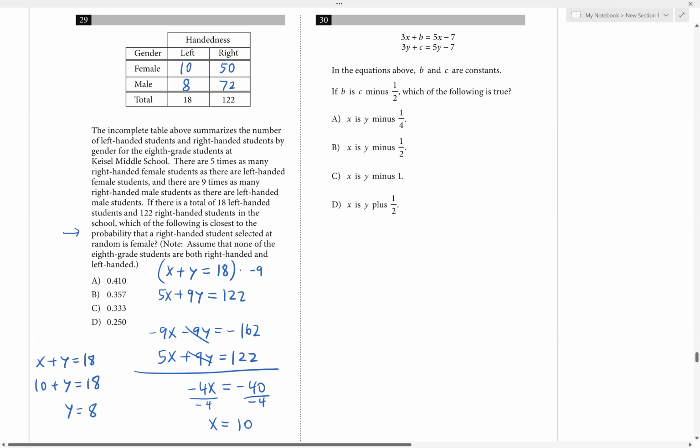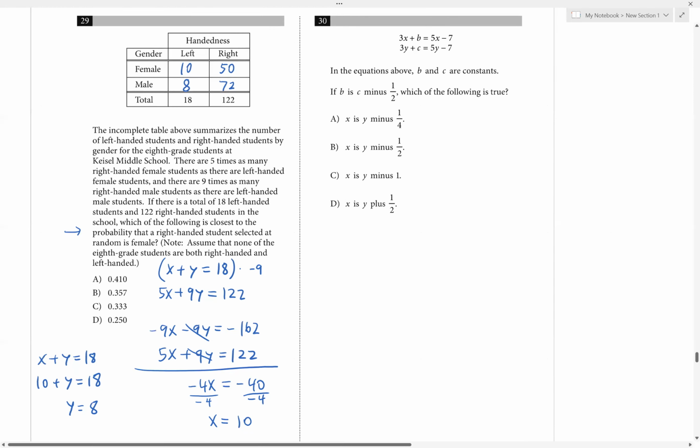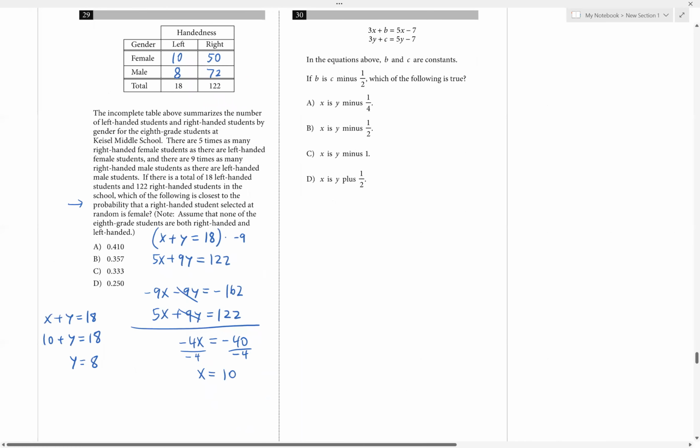So what's the probability that a right-handed student selected at random is female? We're not selecting from the overall total, but rather out of only the right-handed students. So this is like a conditional probability. It's out of 122 right-handed students, what's the probability of selecting a female? Well, we have 50 females, so it'll be 50 over 122.